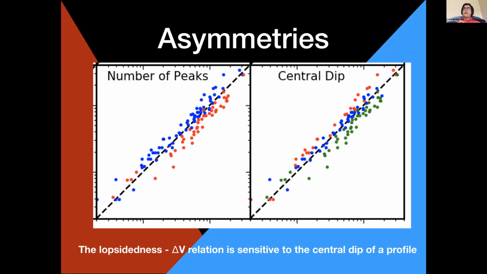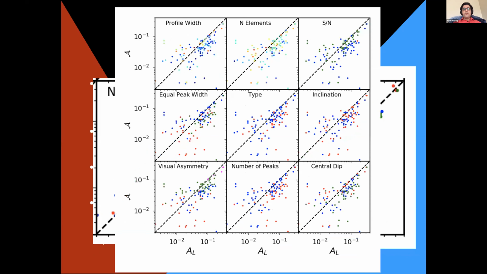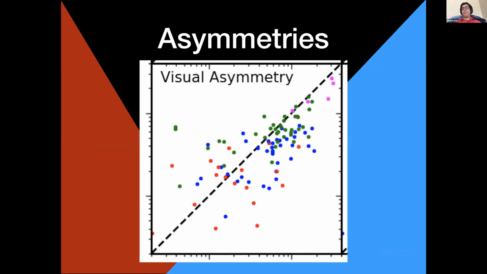And the point here is that these asymmetry statistics are actually sensitive to something physically meaningful about the profile and possibly about the galaxy itself. We also looked at the channel by channel, and again, you have this very confusing plot where you've got all sorts of things going on, and I'm going to highlight the visual asymmetry.